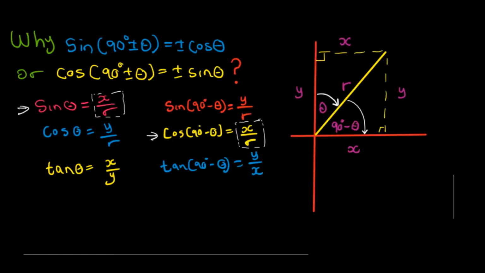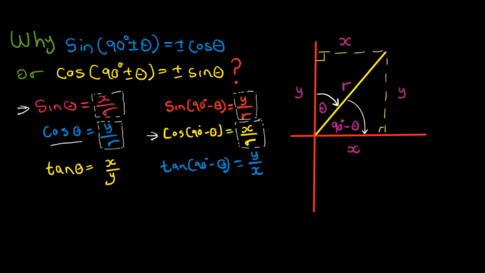Then we have a look at another one, which is y over r. Which one is y over r on this side? It's this one here. So if you reduce sine of 90 degrees minus theta, which is equal to y over r, you get cos of theta. This proves that when you reduce sine of 90 degrees minus theta, you will get cos of theta.